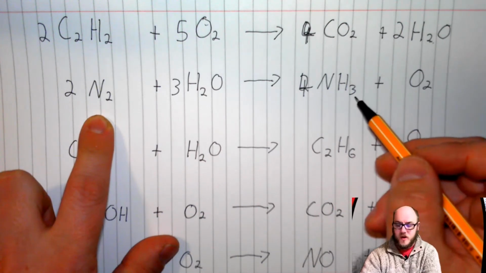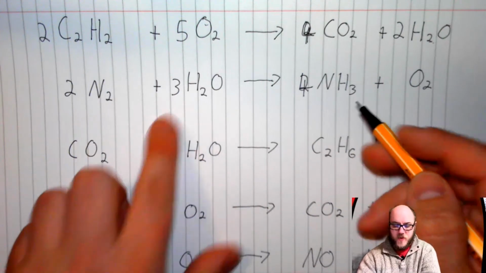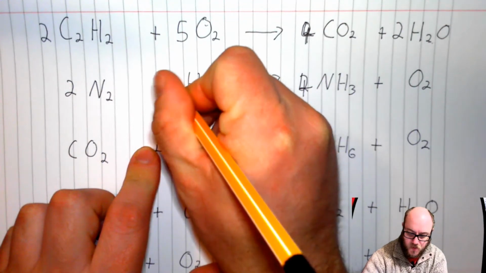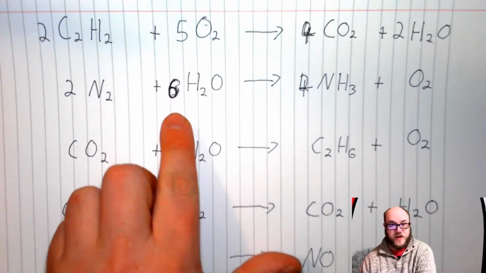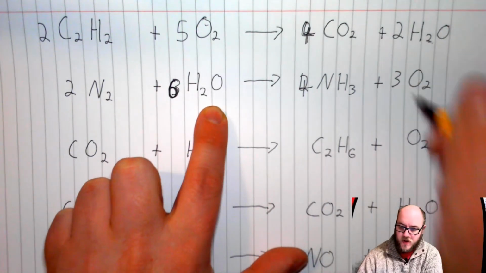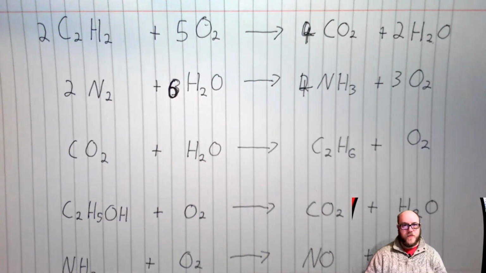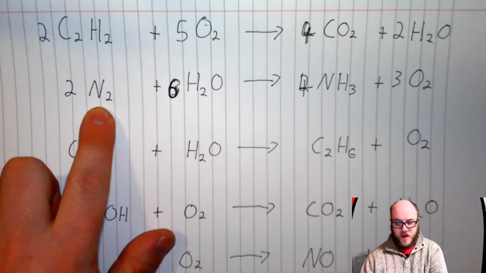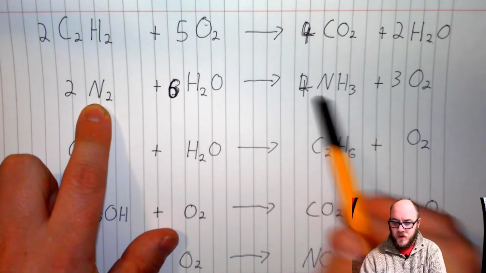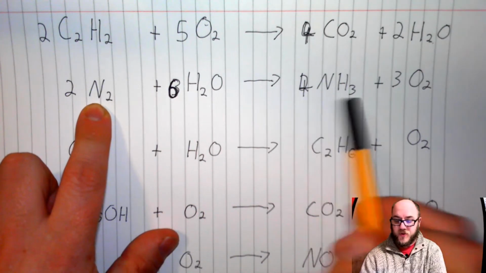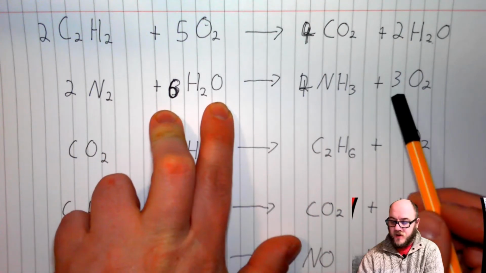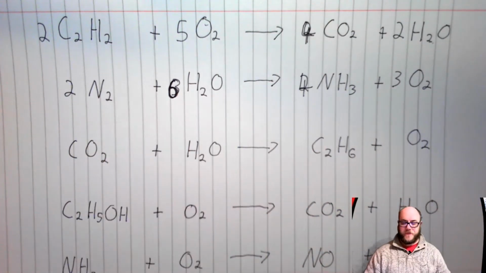12 hydrogens. And to get 12 hydrogens, I would need to have 6 waters. If I had 6 H2O, then I can have 3 oxygens. Okay, so let's check that order again. 2 times 2, that's 4 nitrogens. I have 4 nitrogens. 12 hydrogens, 4 times 3. 6 times 2 is 12. And now I have 6 oxygens. There I have 6 oxygens.